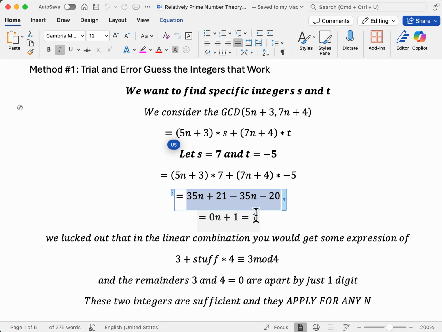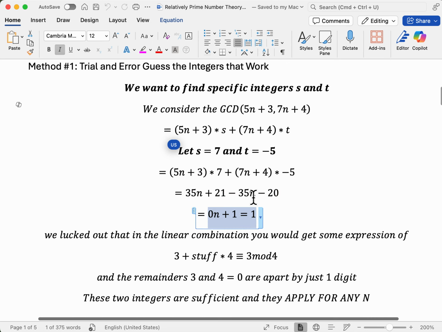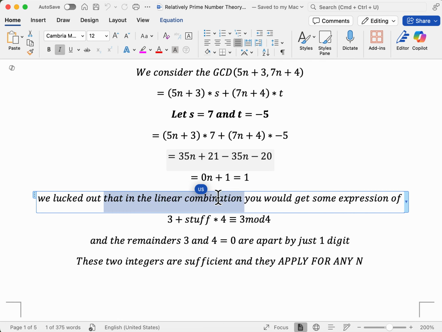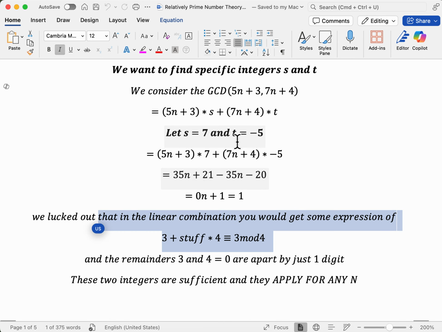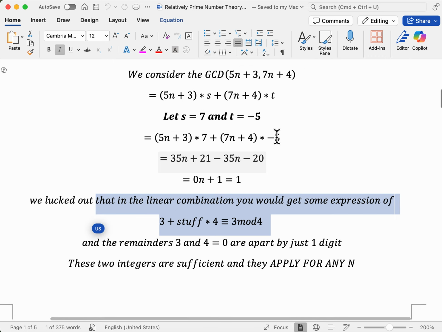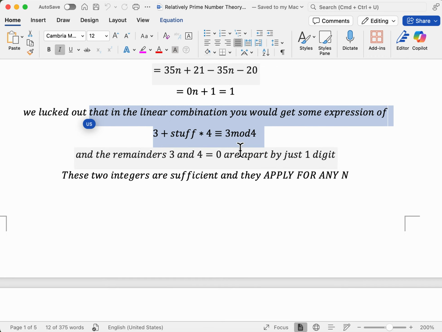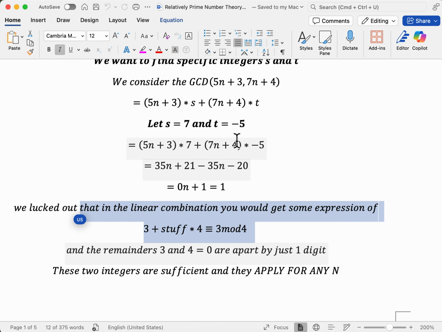Follow line by line, and you end up getting 1. So this proves that this is true for all n. We didn't even have to refer to anything with n. We just had to manipulate s and t. The reason I think we were really lucky is because the remainder of one sequence is 3 and the other is 4, and those are just apart by a distance of 1 unit.